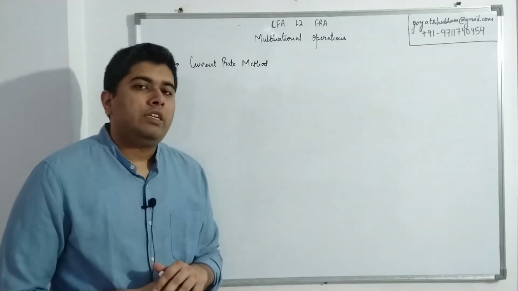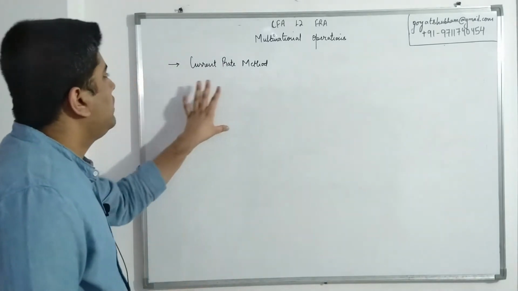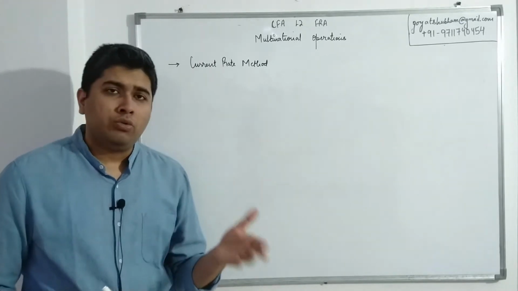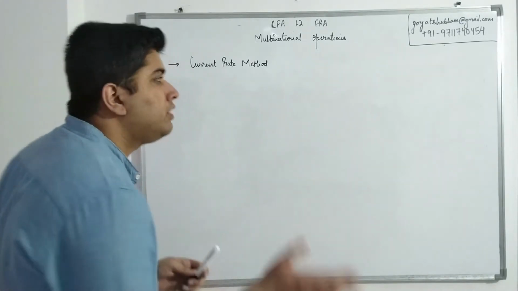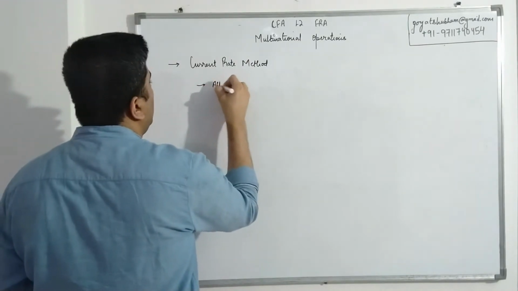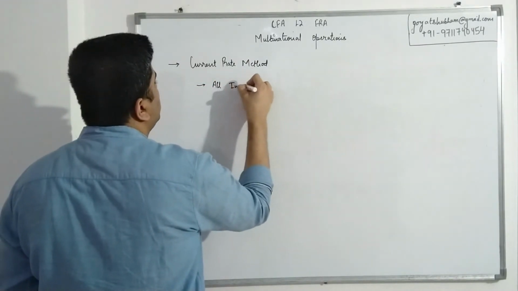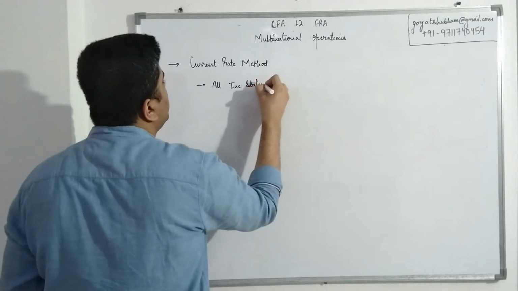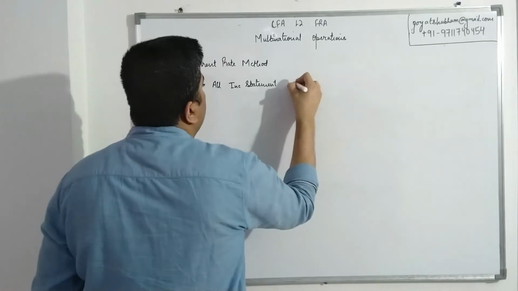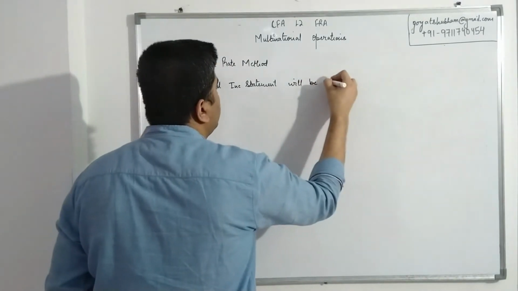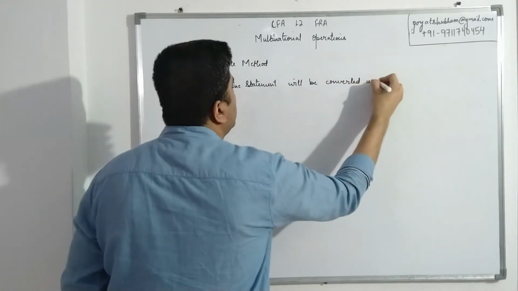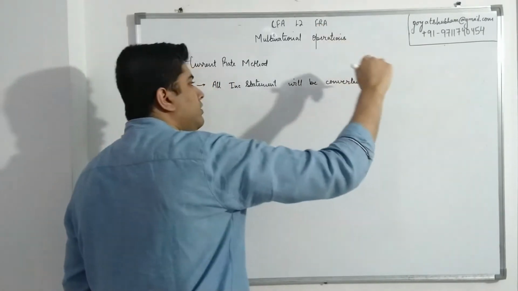So the first method that we have to be clear on is the current rate method. Now, the current rate method has a few basic rules that we need to be aware of. So let's go through them. The first rule is that all income statement items, so the entire income statement from top to bottom, will be converted using average rates.